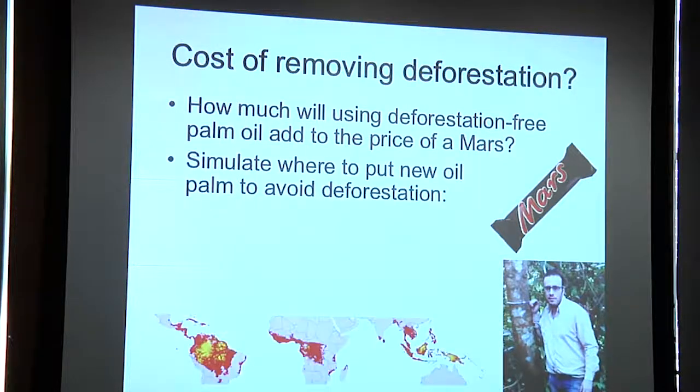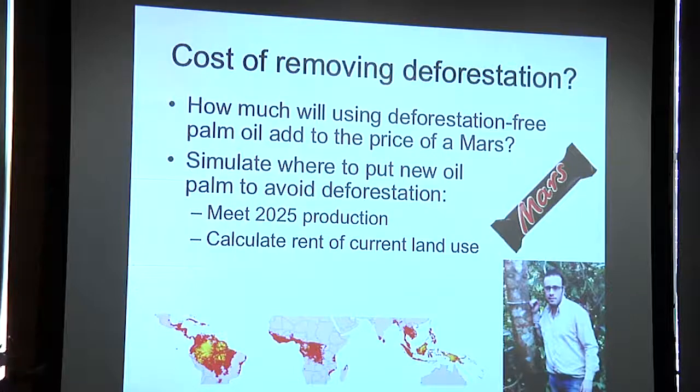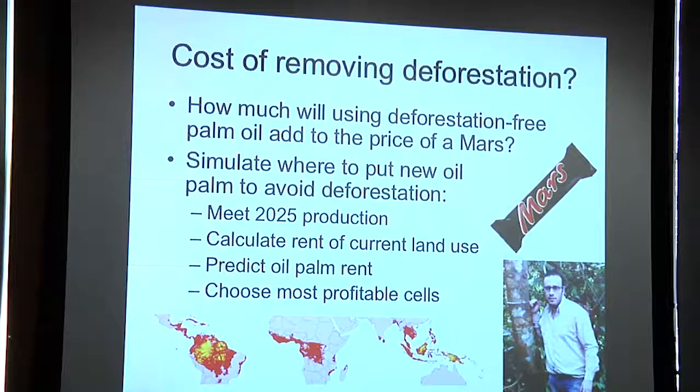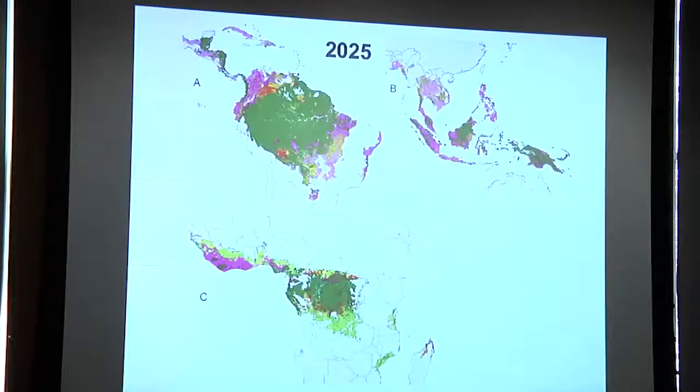So what we do is we simulate where to put new oil palm across the tropics to avoid deforestation. So we want to meet 2025 production when we're doing that, and we calculate the net profit of the current land use all across the tropics, and then we predict the potential profit for oil palm in each of those locations, and we're able then to choose the most profitable cells for oil palm, and we would assume that production would move to those. So according to our models, this is what the tropics would look like in 2025.